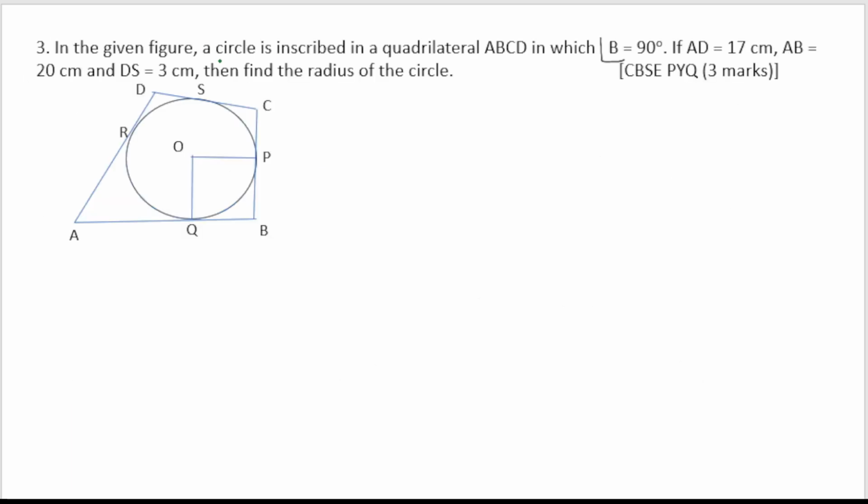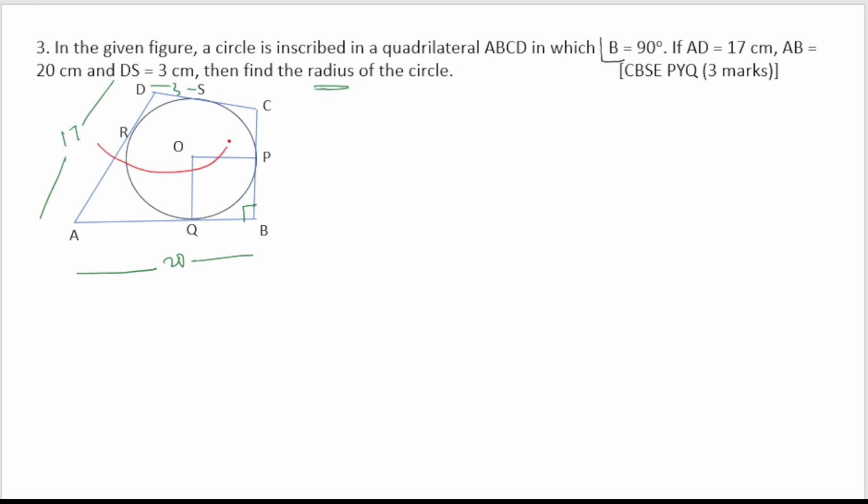Next one. In the given figure, a circle is inscribed in a quadrilateral ABCD, in which angle B is 90 degrees. If AD is 17 centimeters, AB is 20 centimeters, and DS is 3 centimeters, then find the radius of the circle.